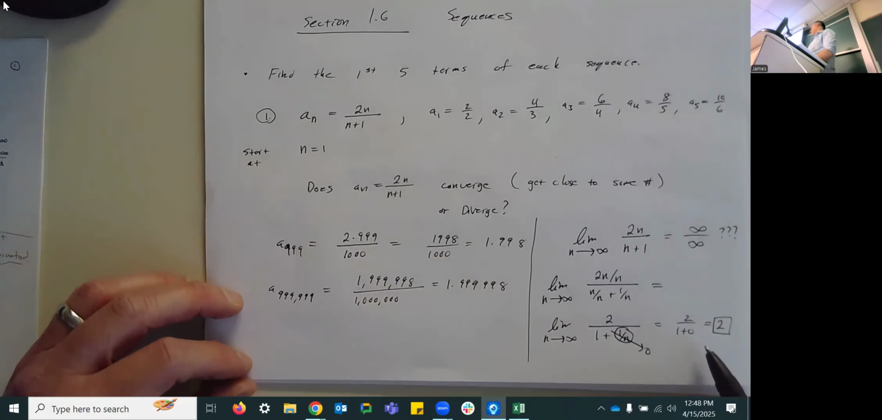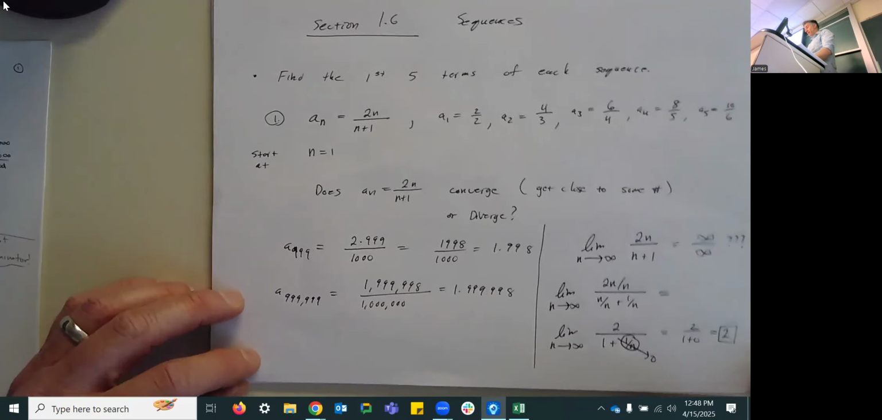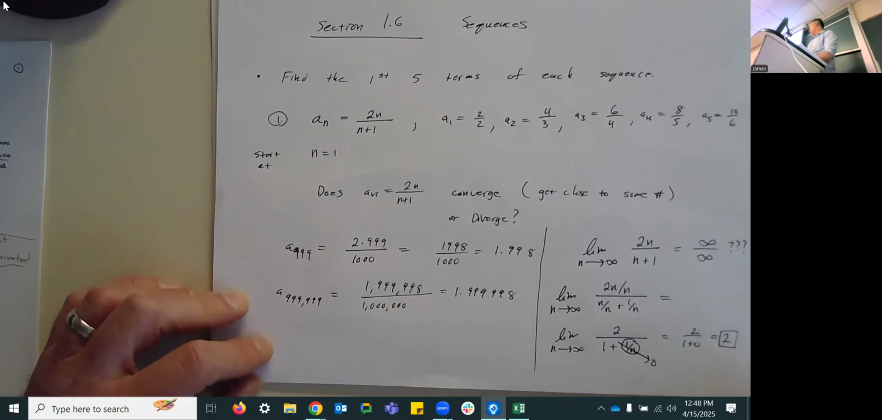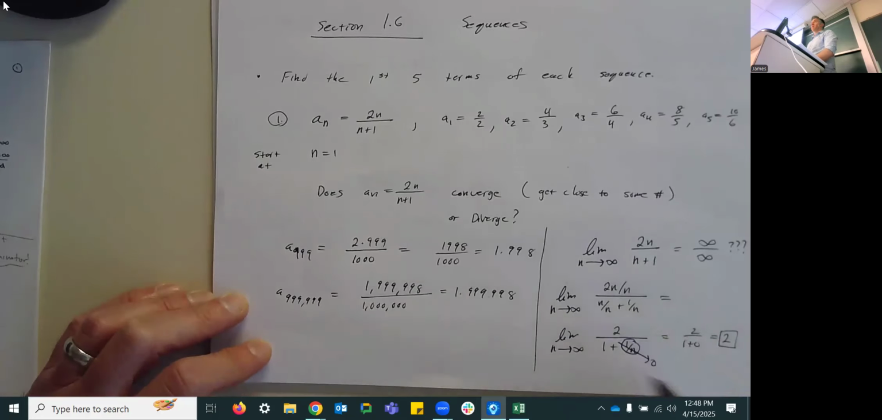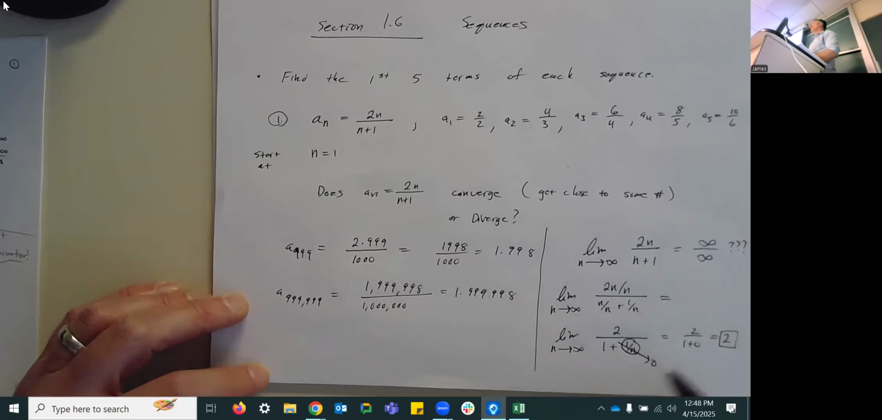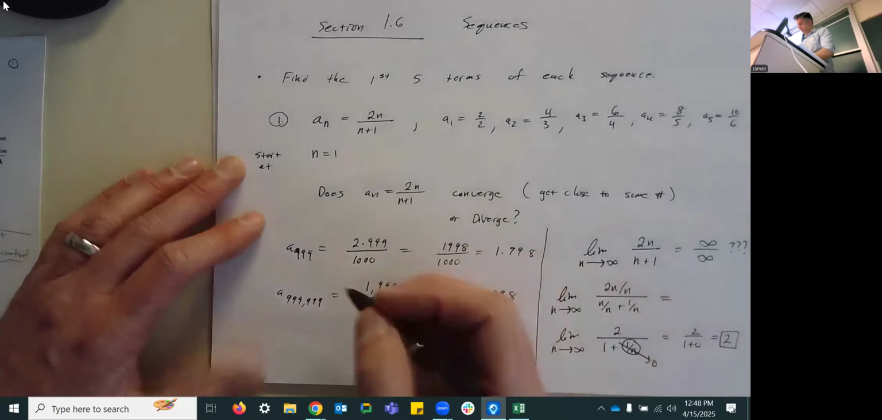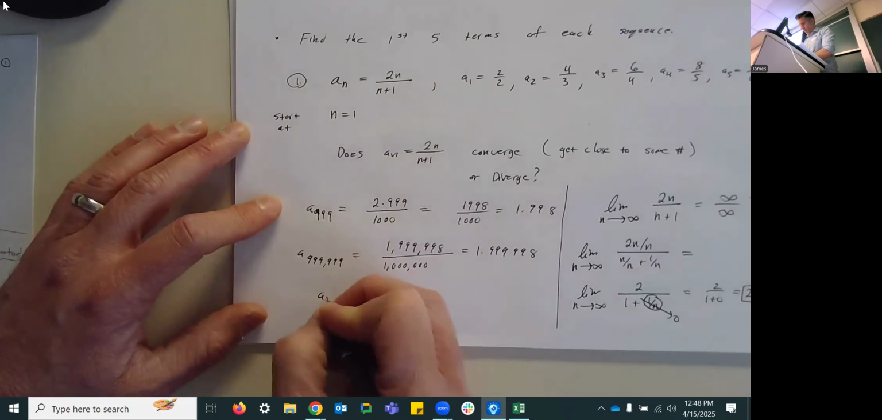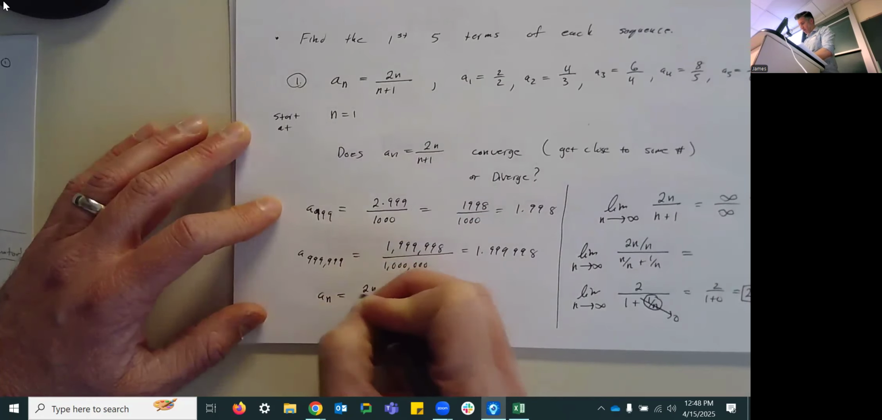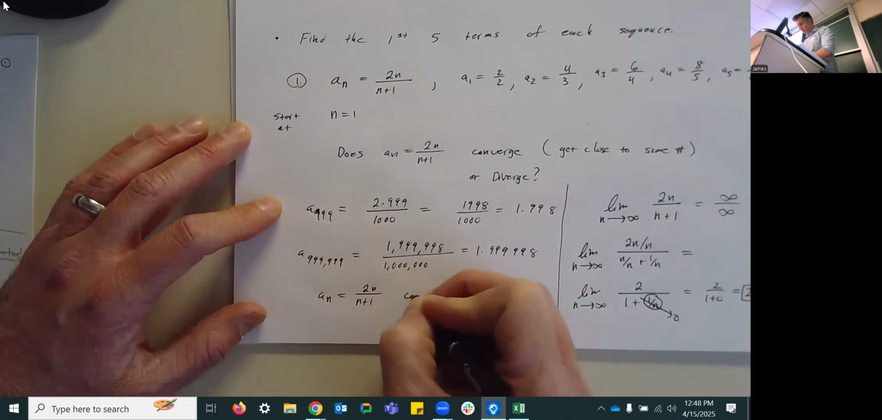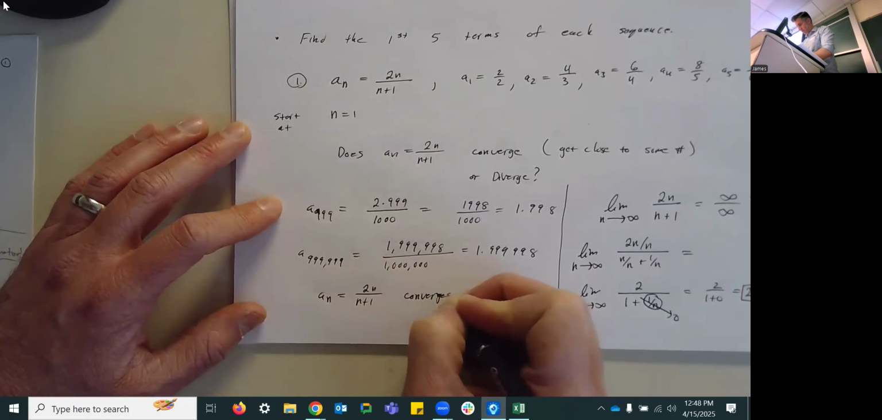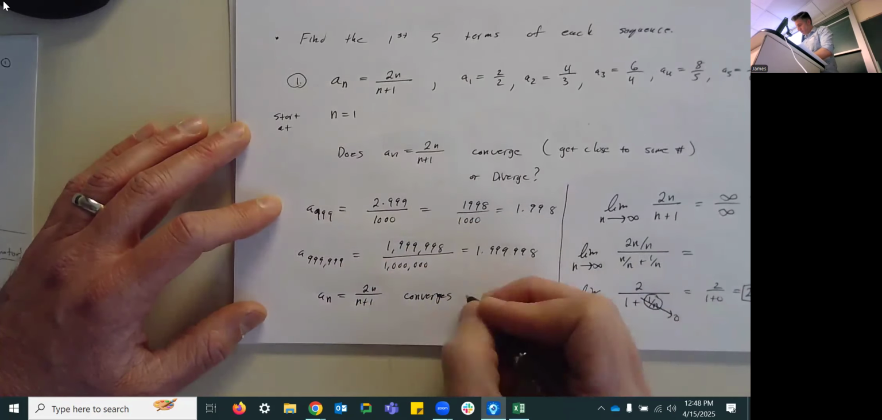Again, I didn't write it there either, right? I just said the limit was 2, but you could say more words, although if you write that the limit of a sequence is equal to a number, most people reading that are going to be like, yeah, they saw that it converged. But you're right. It's good to write this as well. So we could also say in the previous example, a sub n equal to 2n over n plus 1 converges, gets closer and closer to the number 2.